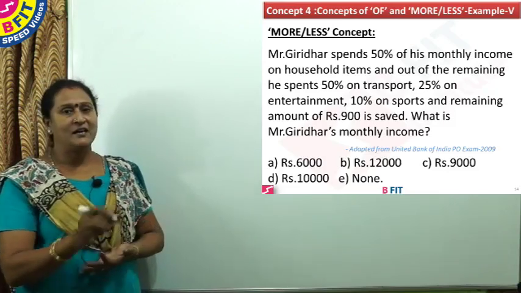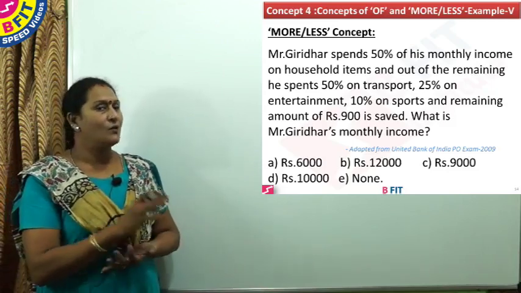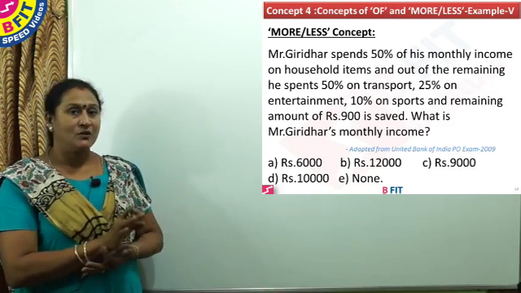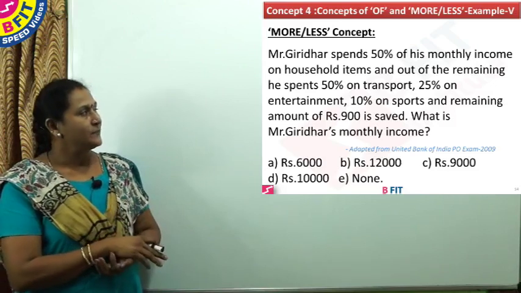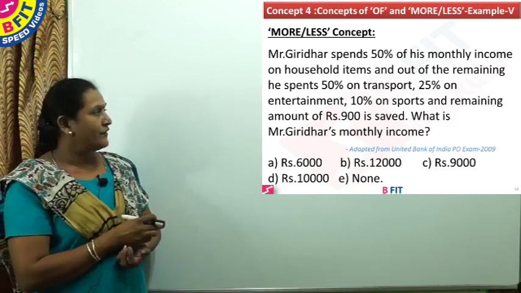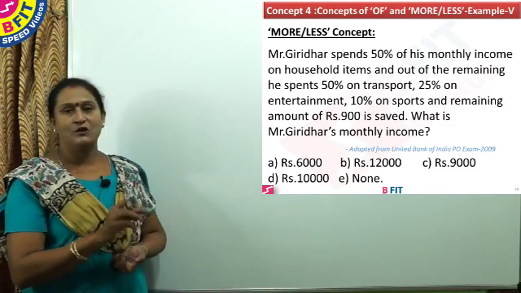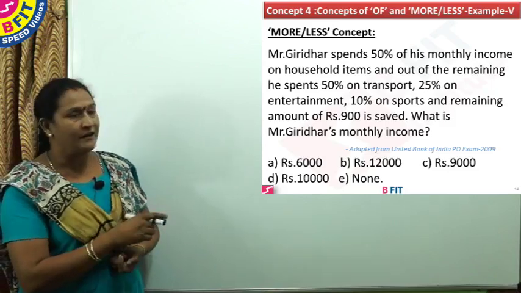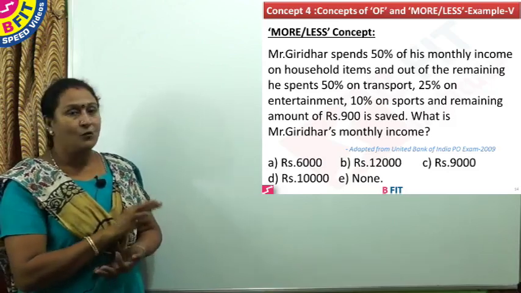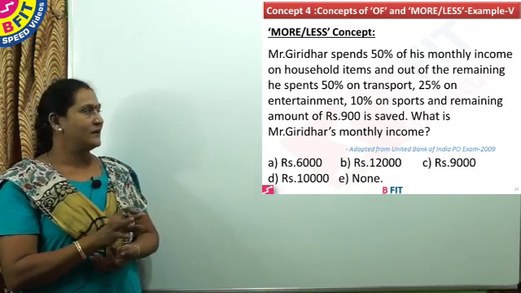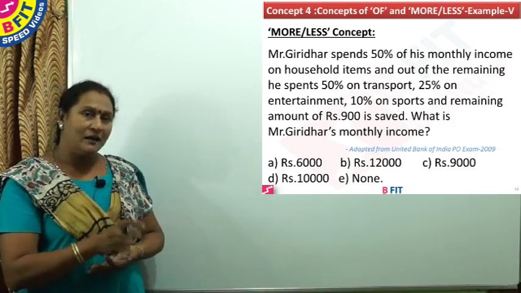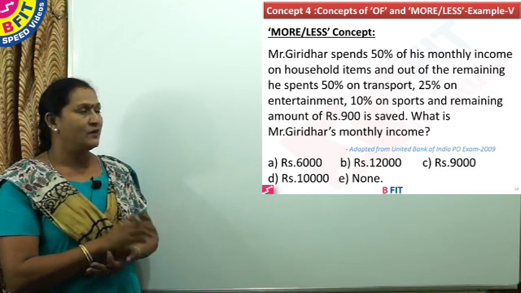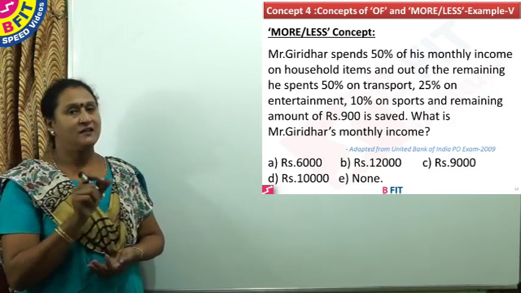So here in his salary he spends 50%. So what will remain? When he spends 50%, the remaining 50% will be there. In the remaining 50%, he spends 50% on transport, 25% on entertainment, 10% on sports. So in the remaining 50%, he spent 50, 25 and 10. Added, it is 85%. And what remains? Rupees 900 remains. That is, he saves 900. So in the remaining 50%, after subtracting 85, 15% is saved. So in the remaining 50%, 15% is 900.